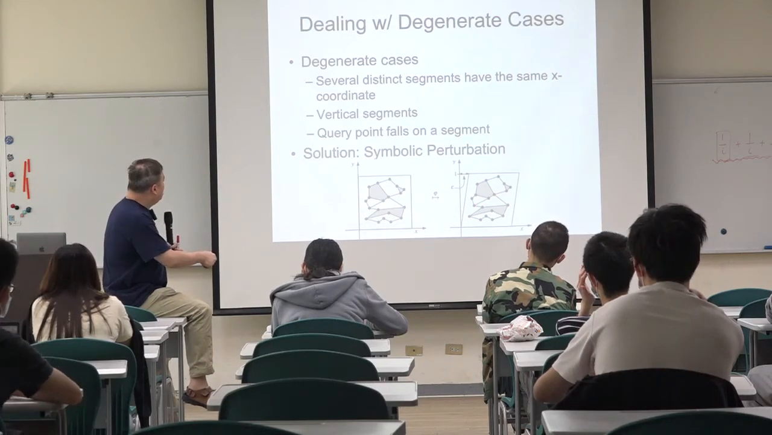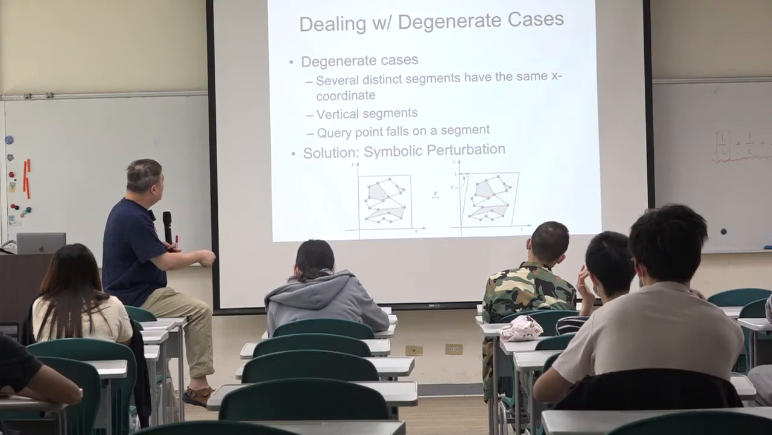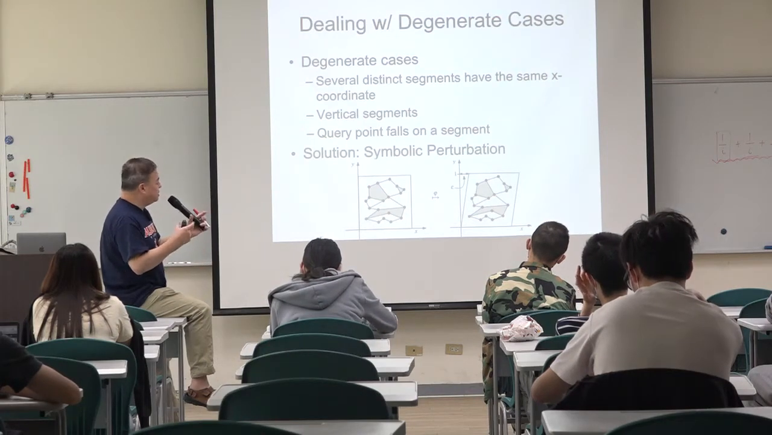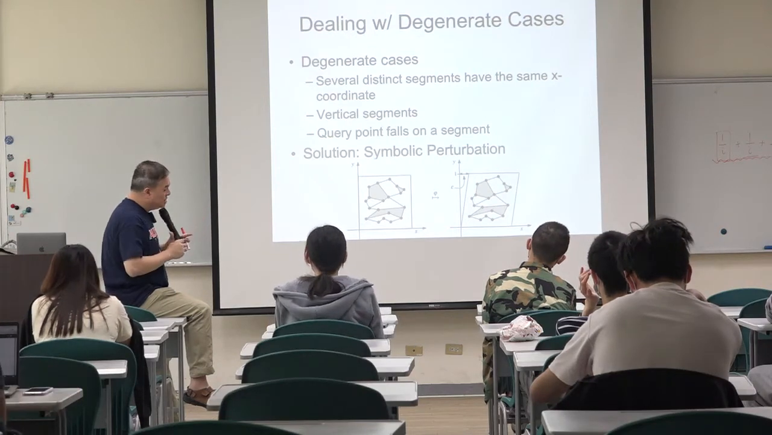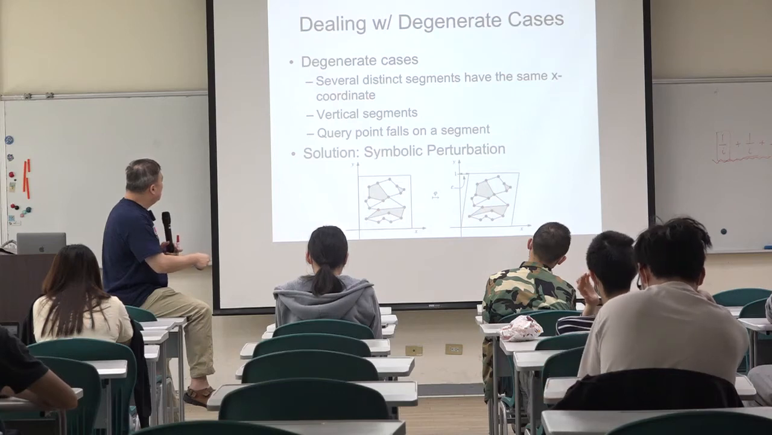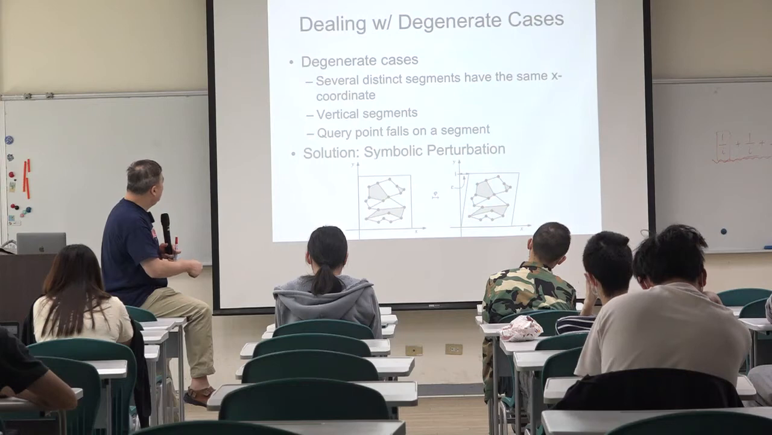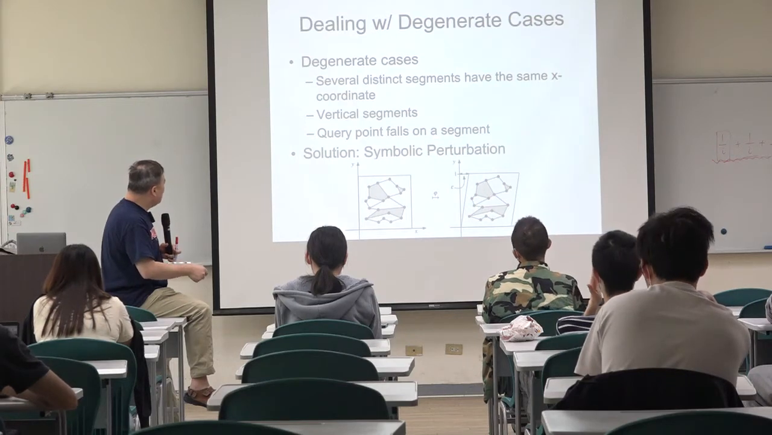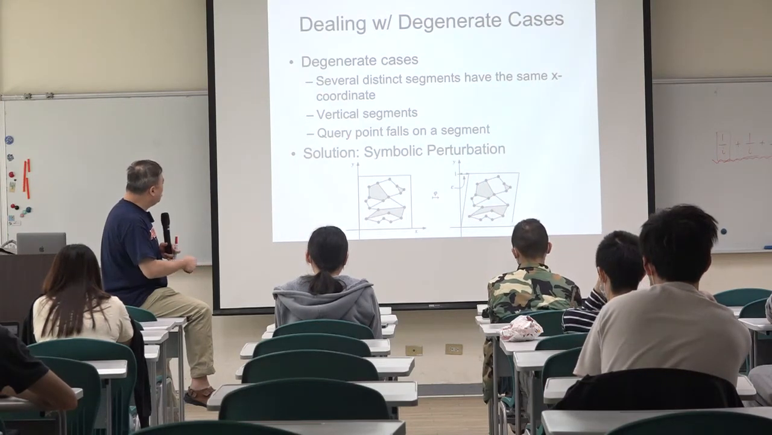Or, you have endpoints that come from different segments that have the same x coordinate, okay? And also, the query point may fall on a segment, okay? So how do we deal with this?